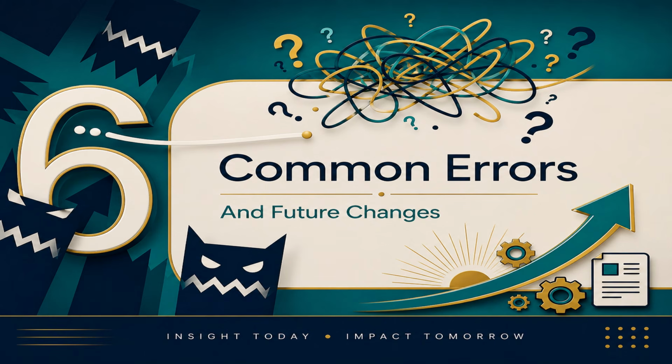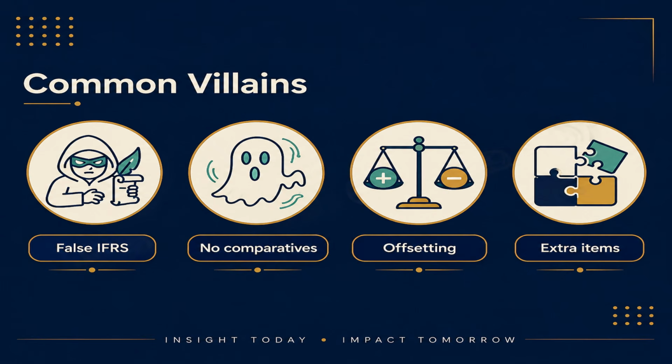And that brings us to Section 6, Common Errors and Future Changes. Every good story has its challenges, and IAS 1 is no exception. Common errors include claiming IFRS compliance when the requirements are not fully met, omitting comparative information, incorrectly handling covenant-related liability classification, and inappropriate offsetting of assets and liabilities. And one more important rule, items of income or expenses cannot be presented as extraordinary items.